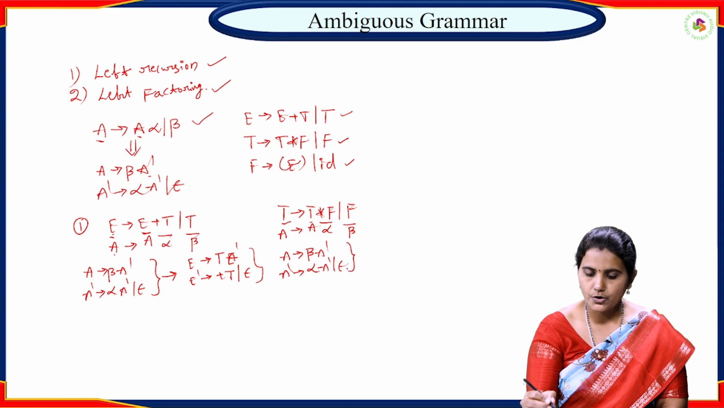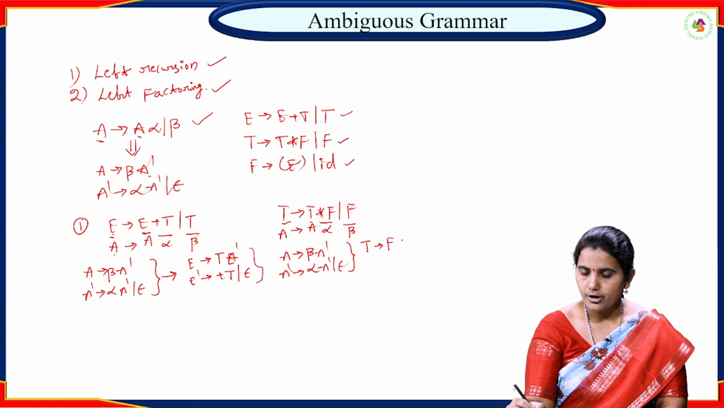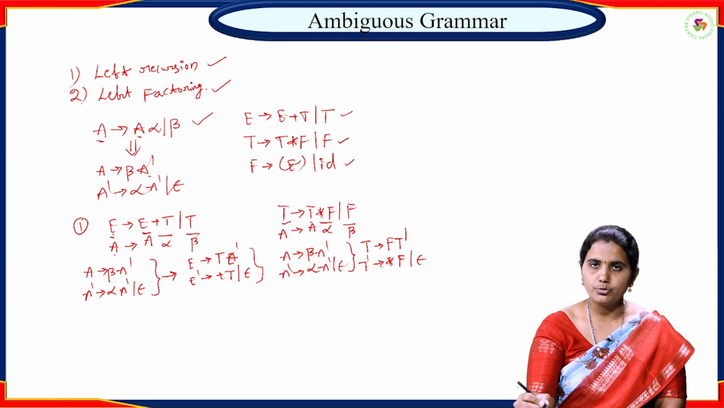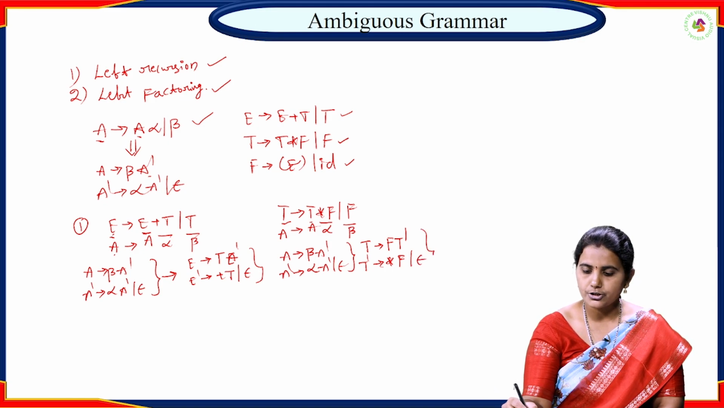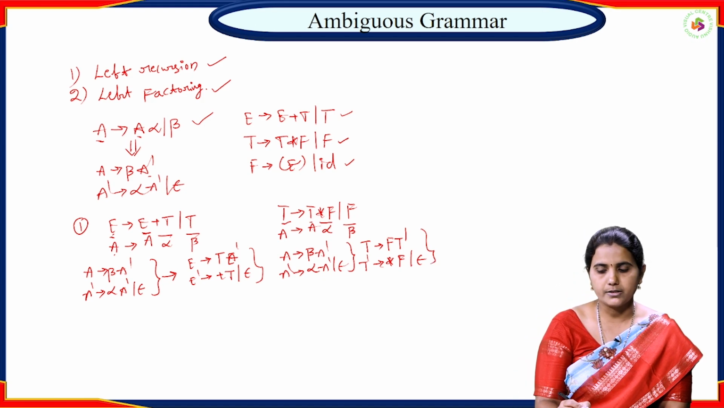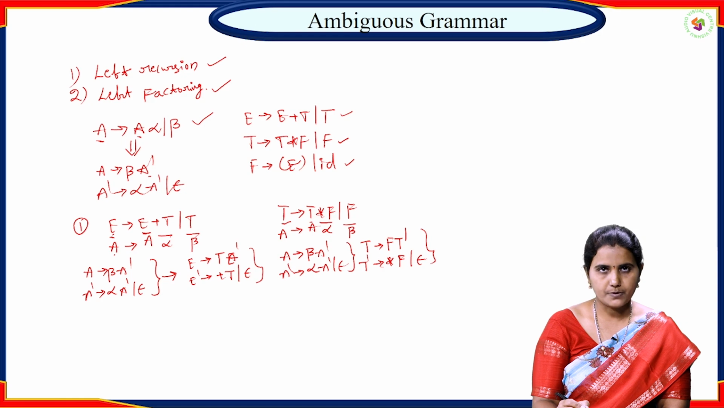In place of A, you write capital T. Capital T implies, what is beta? F. Now you introduce the new symbol, that is T dash. T dash implies, what is alpha? Star F, followed by epsilon. Now you produce the new productions too: T implies F T dash, T dash implies star F or epsilon.